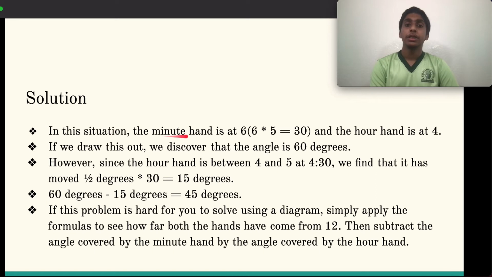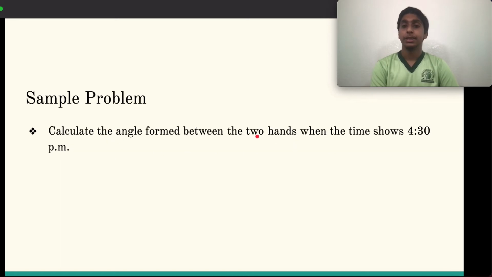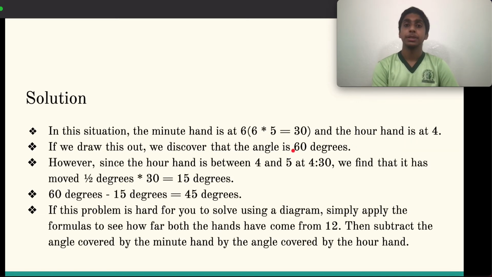In this situation, the minute hand is at 6, right? Because it's at 4:30, so it has to be 6. And the hour hand is at 4. So I know some of you guys are going to be like, well, the hour hand is not at 4, it's in the middle of 4 and 5, it's at 4:30, right? Well, we will account for that, but first we're just going to try to solve it when the hour hand is flat at 4, because it's easier to do that way. So if we draw this out, we discover that the angle is 60 degrees between them. You should be able to recognize that just by drawing it.